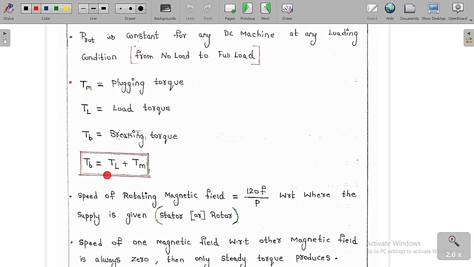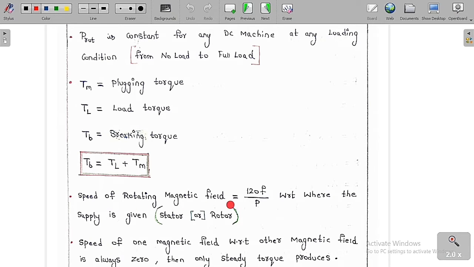The braking torque is always a summation of the load torque and the motoring torque, or the plugging torque. So Tb is equal to TL plus Tm. Tb is the braking torque, TL is the load torque, and Tm is the motoring torque or the plugging torque. To remember it, we always get the initial letter B, and then we add the remaining two, L and M, since in English alphabetical order B comes first. Therefore Tb is equal to TL plus Tm.